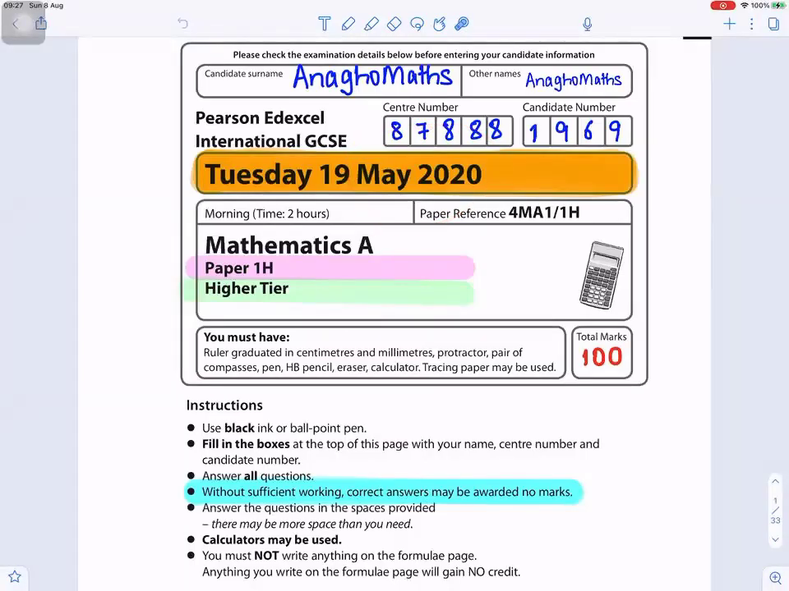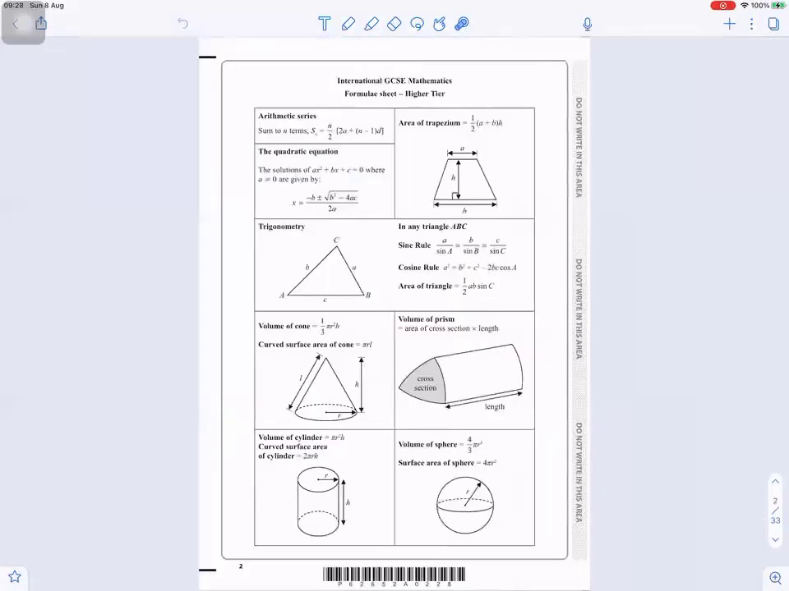May 2020, Mathematics A, Paper 1H, Higher Tier, total marks 100. Answer all questions. Without sufficient working, correct answers may be awarded no marks. Formula sheet, Higher Tier, International GCSE Mathematics.